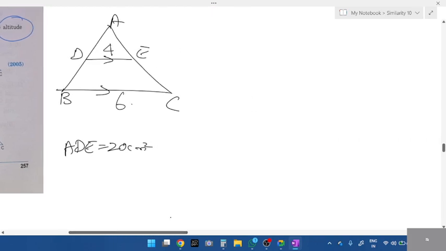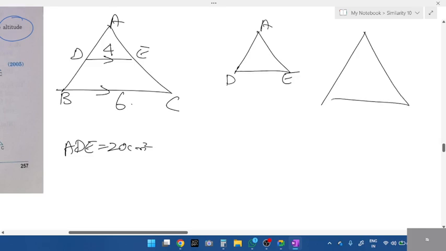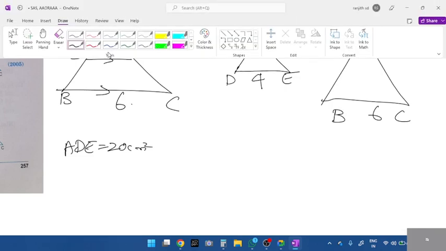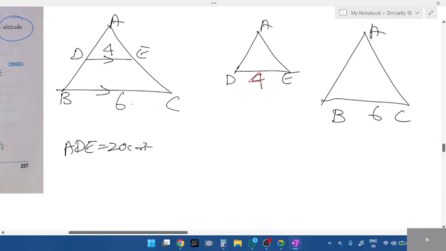Now, even this is also a side. Now look here. If I split into two parts, what are the two triangles we have, students? ADE is one, and what's the other one? ABC. What are the values given? 6 centimeter and 4 centimeter. What are these? Side, altitude, median? They are side values. If area is given, same concept.